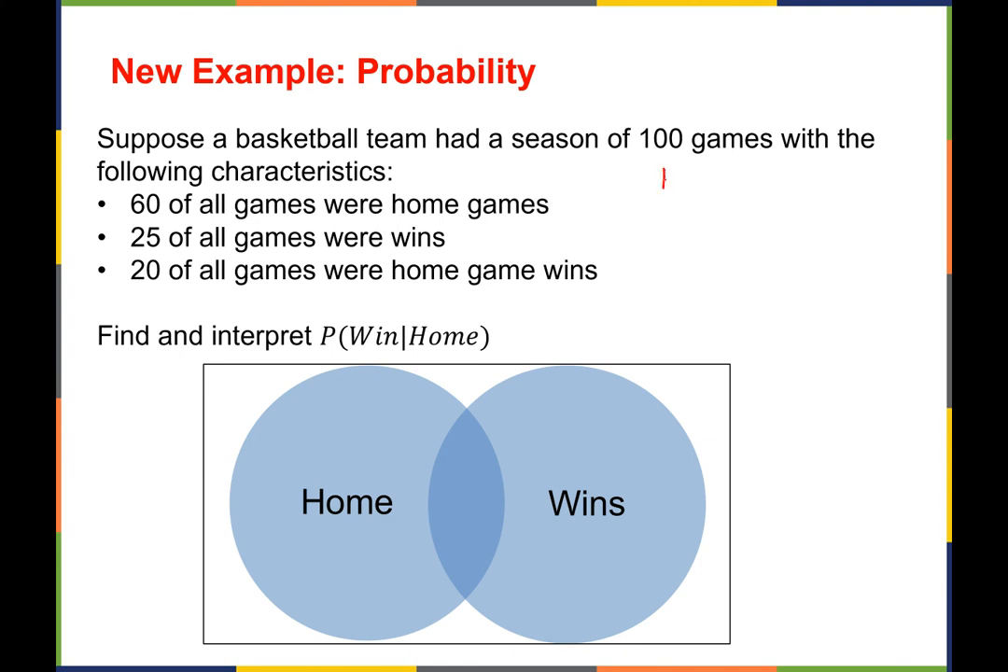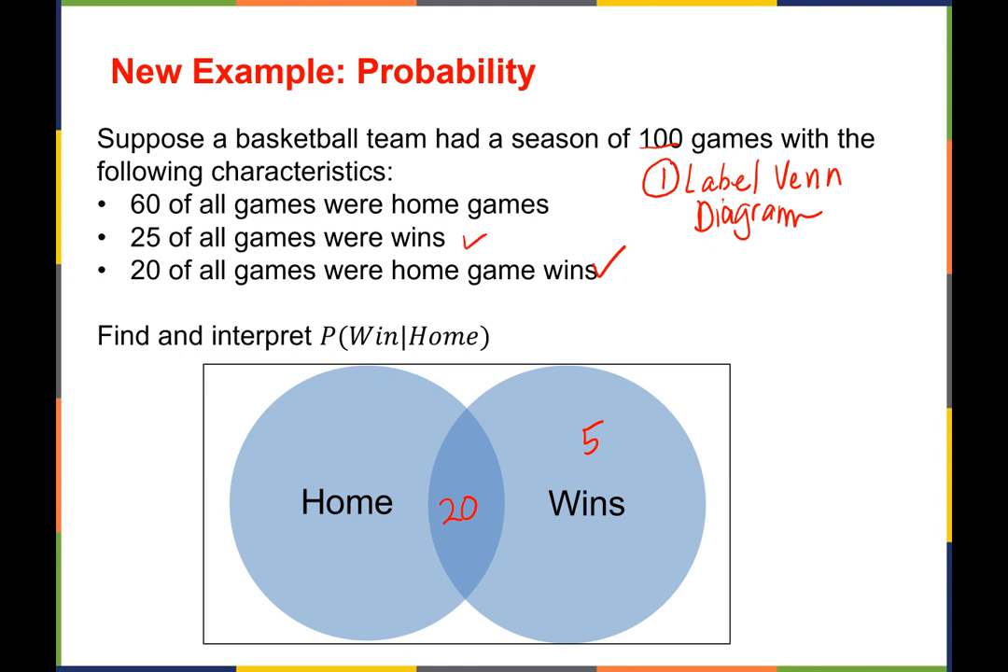The first thing we want to do is label the Venn diagram. We can't even start probability stuff until we label this Venn diagram. So it told us there's 60 home games. And remember, on these, you don't always start at the top. You start at the most specific information. It told us that 20 of all the games were home game wins. So that means there's 20 games that were at home and were also wins. Okay, so we did that one. 25 of all the games were wins. Well, 20 were home game wins, which leaves 5 to just be away game wins, right?